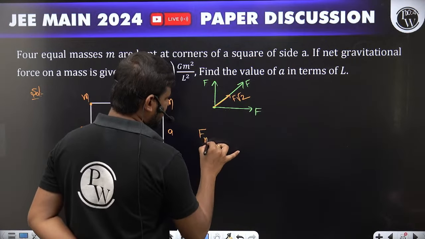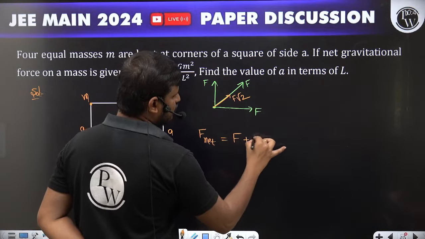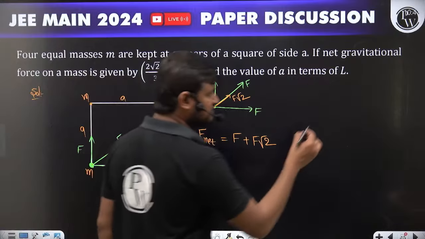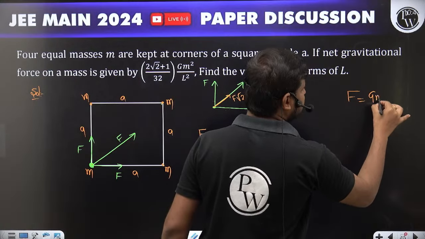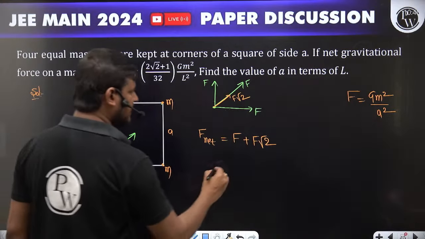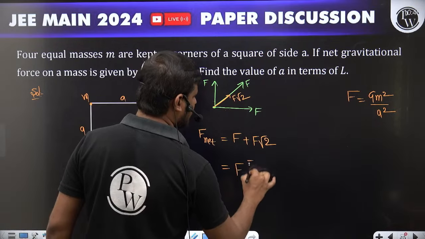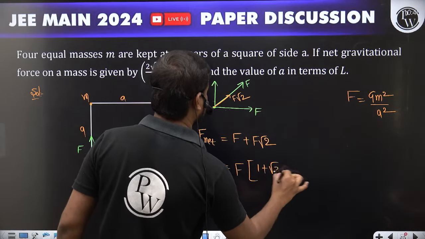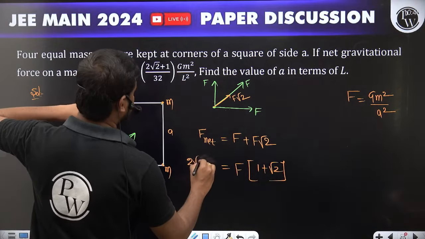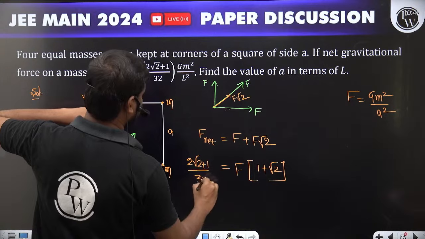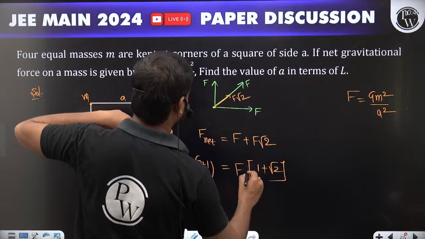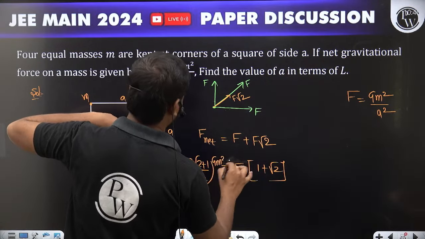The F net will be equal to F plus F root 2. So what is this F, the net force formula? F is equal to Gm square by the distance squared. So done, that's it. The F net is equal to, here I can take F common, so F times 1 plus root 2. Then the F net is given as 2 root 2 plus 1 by 32 into Gm square by L square.